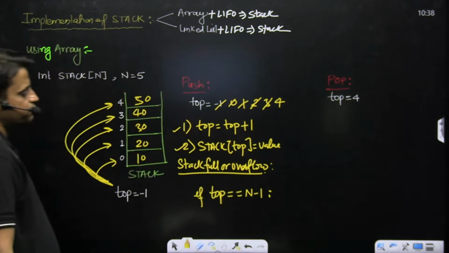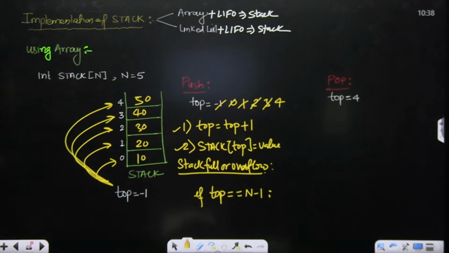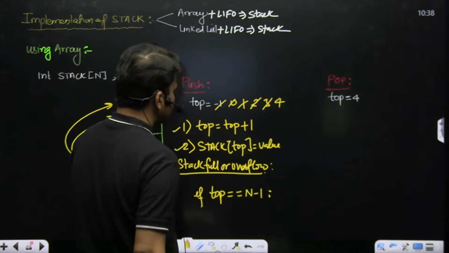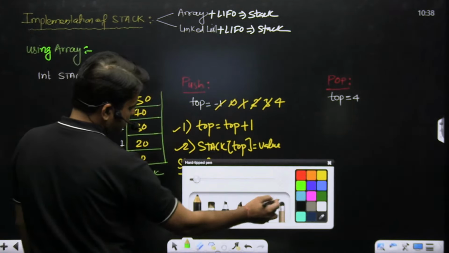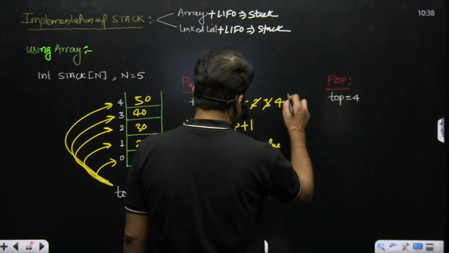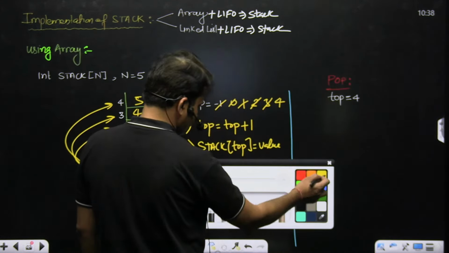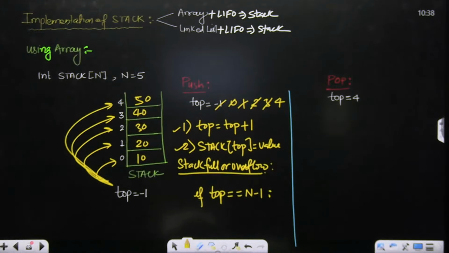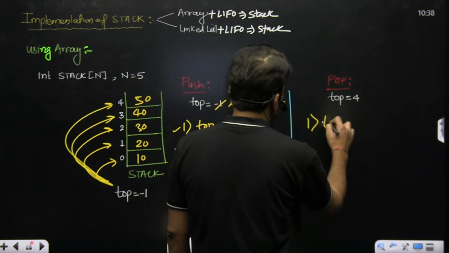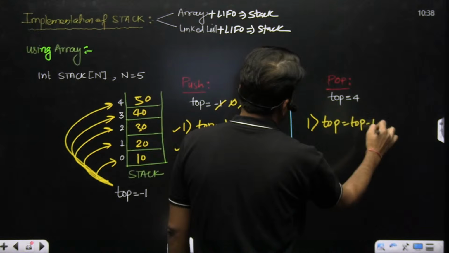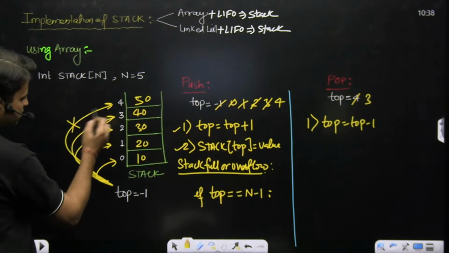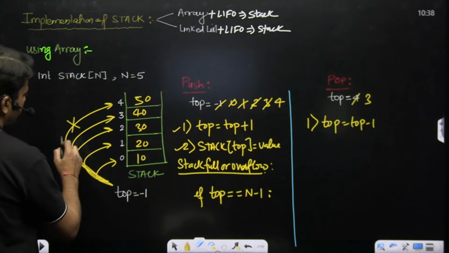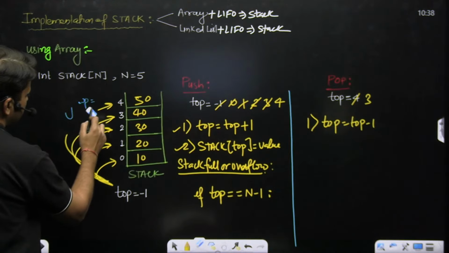This is the overflow condition. Now, I want to pop or delete an element from the stack. So first decrement top. How can we decrement? Top equals top minus 1. Top is 3, so first decrease this top. Top is now pointing to this position, 3. So top is pointing to this one.